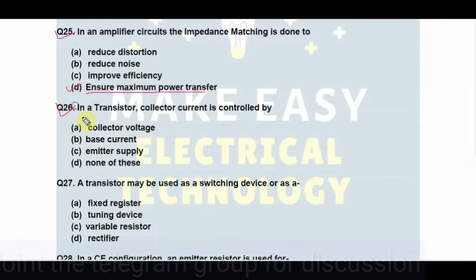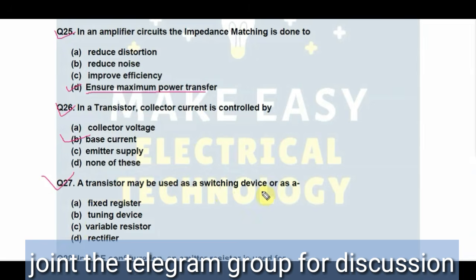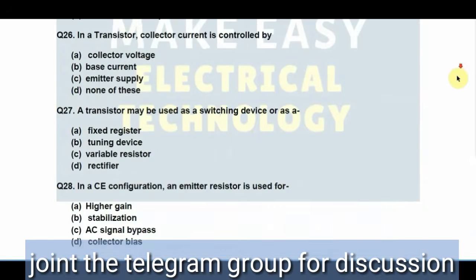Next question, in a transistor, collector current is controlled by the base current. Option B will be the correct answer. Next question, a transistor may be used as a switching device or as a variable resistor. Option C is the correct answer.